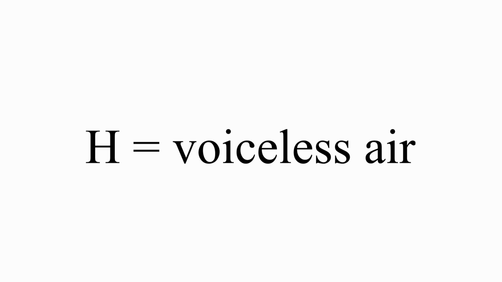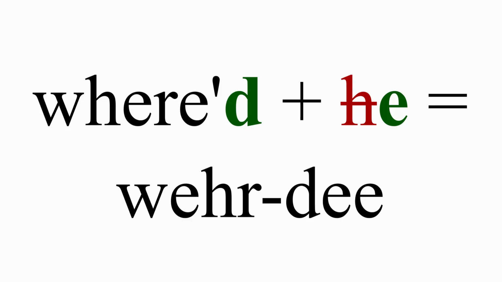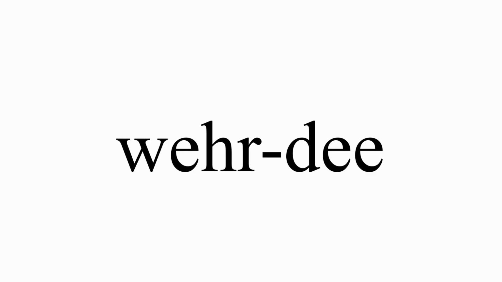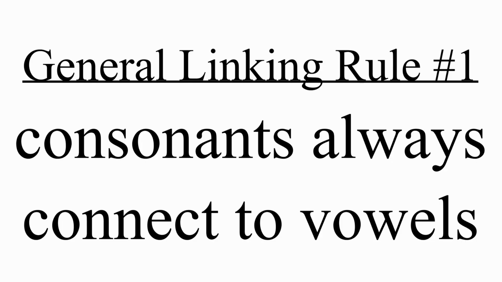So remember, the H sound is just air, and if there's a connection possible to the vowel after it, what will usually happen is that connection will go ahead and go through the H. It doesn't have to, but it will commonly do so. Where D, where D. Now this D actually turns into more of a flapped or tapped D. Again, we'll talk about that in other lessons. And of course, we know that this works because consonants always connect to vowels between words. We just have that H that is disappearing in this case because it's just air.